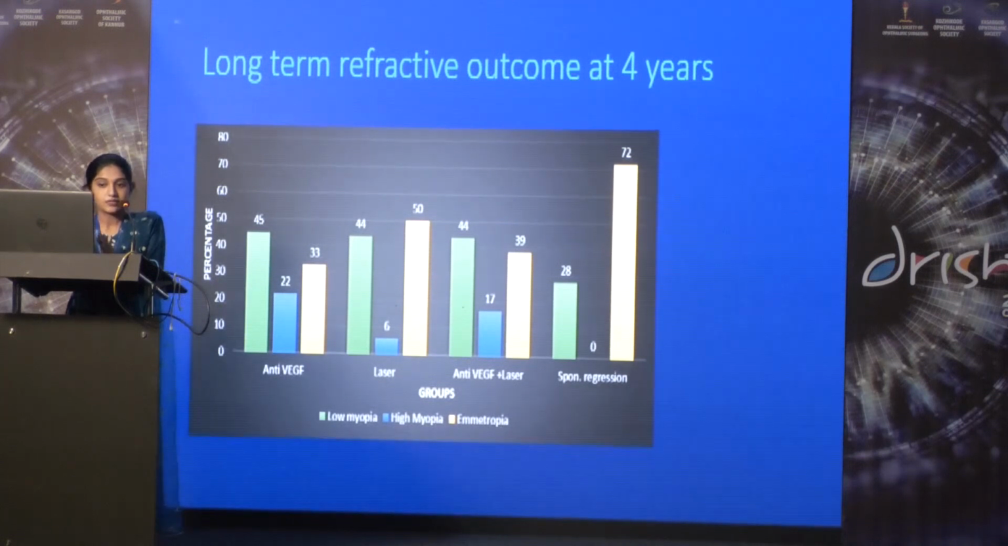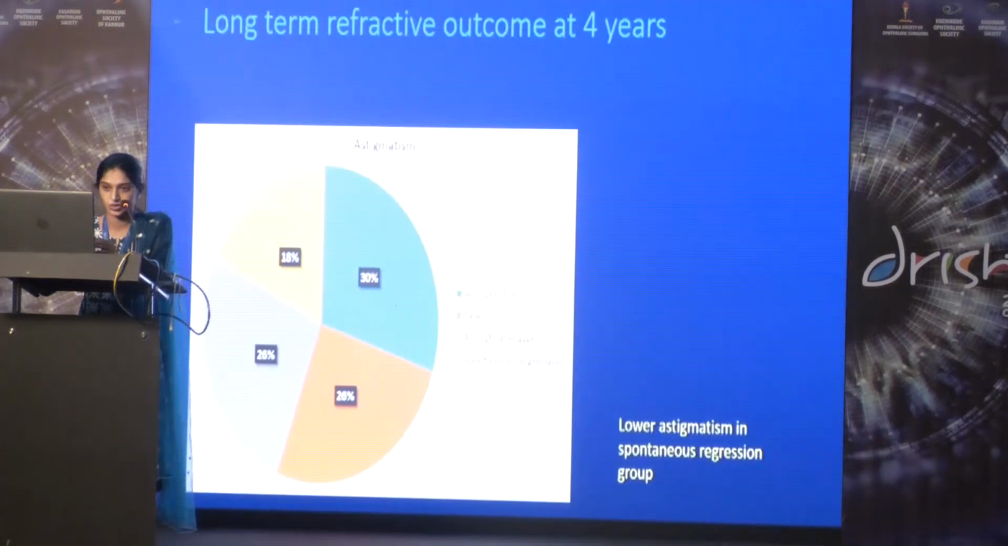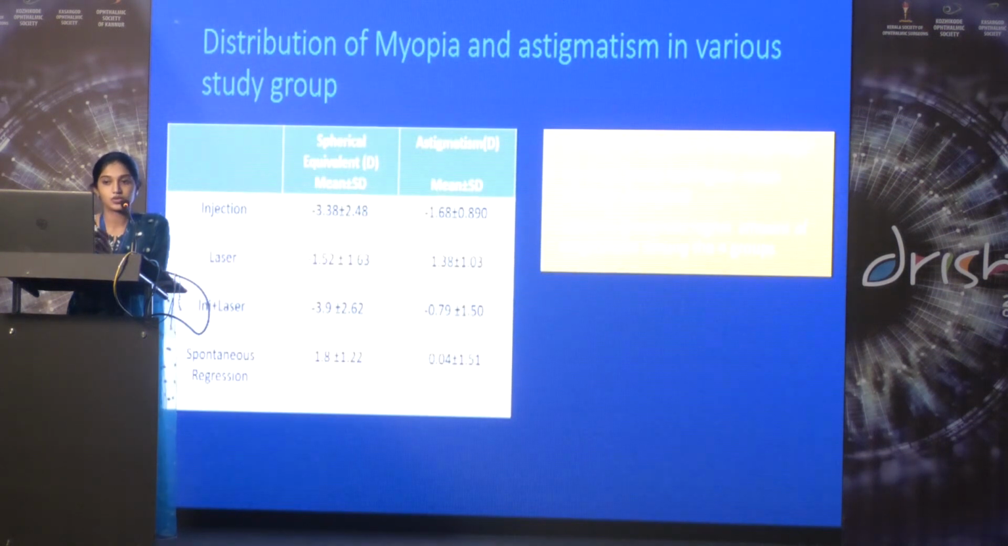We also categorized the infants based on this refractive outcome into low myopia, high myopia, and emmetropia, and we noted that high myopia was found to be more in the anti-VEGF alone group, followed by the anti-VEGF and laser group, and there was no instance of high myopia in the spontaneous regression group, which also had the highest number of emmetropes. Also, astigmatism was found to be highest in the anti-VEGF alone group, and lowest in the spontaneous regression group. When we looked at the myopes among the 4 groups, it was noted that the injection combined group had a higher spherical equivalent, and astigmatism was more in the injection alone group.